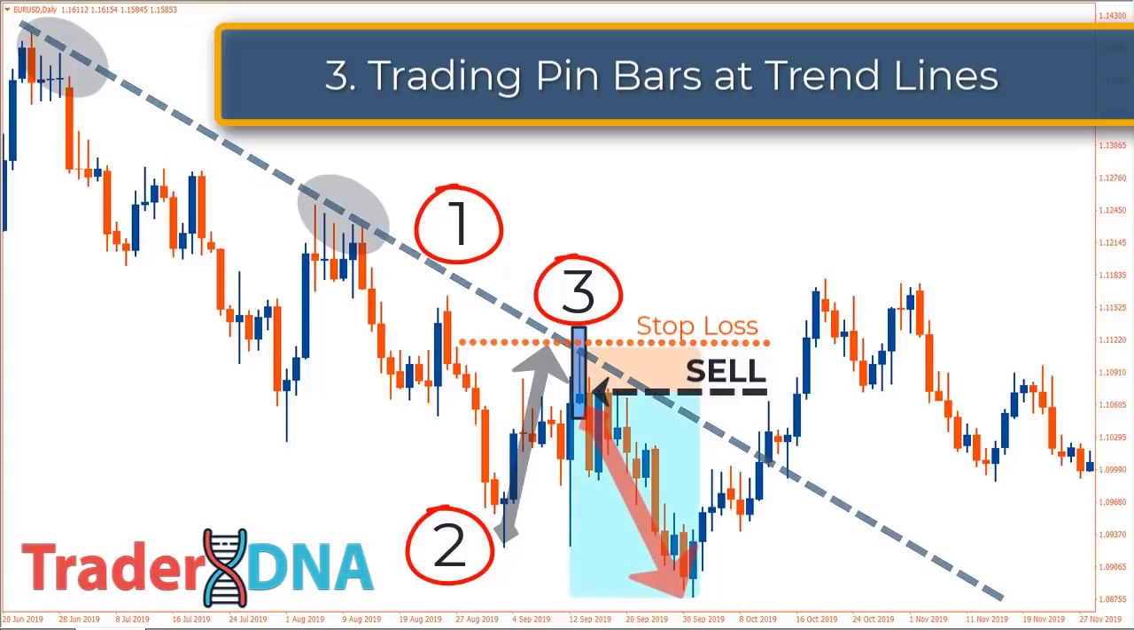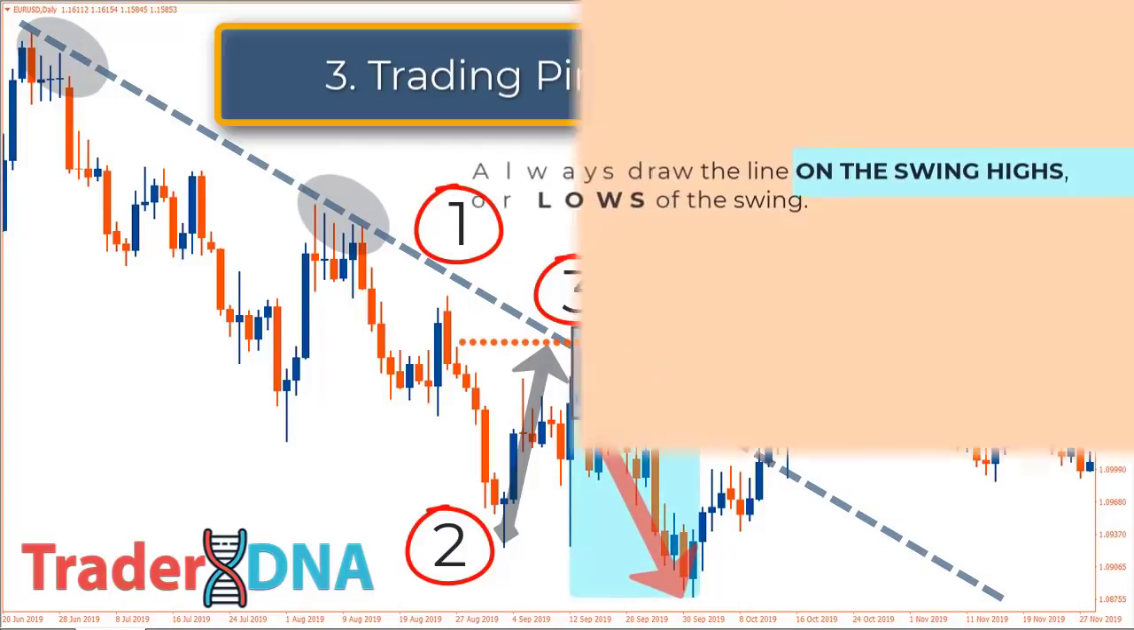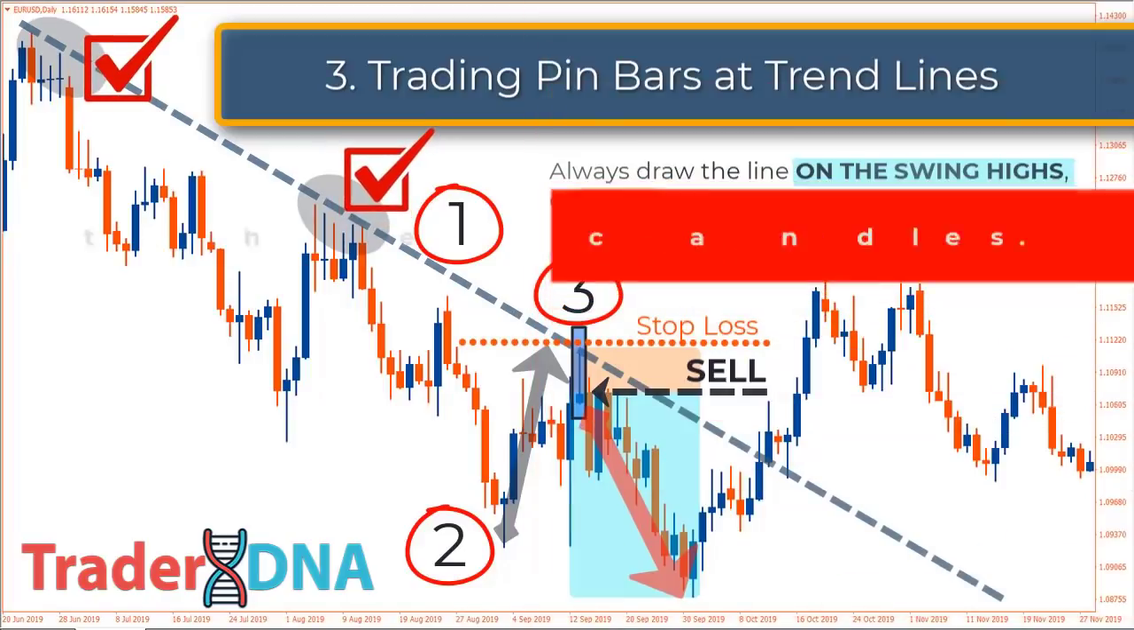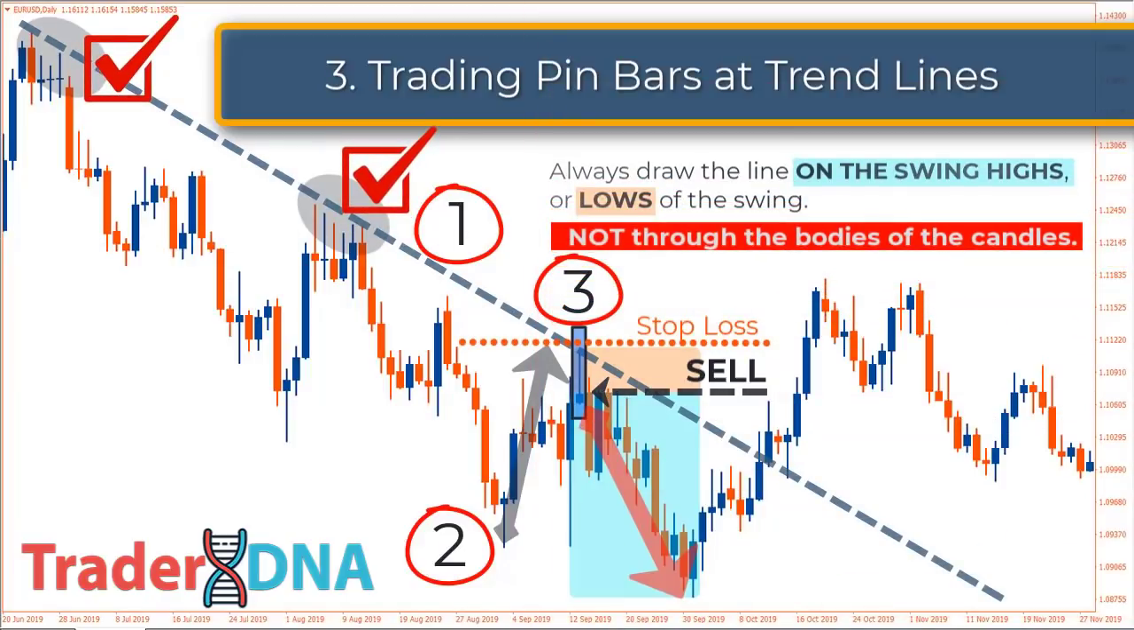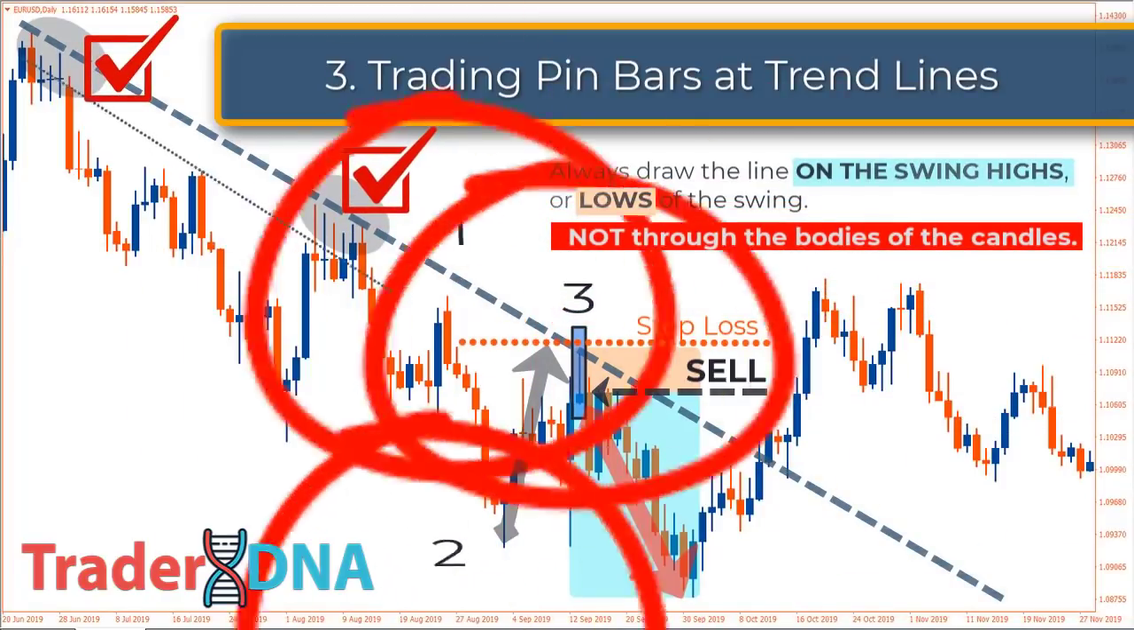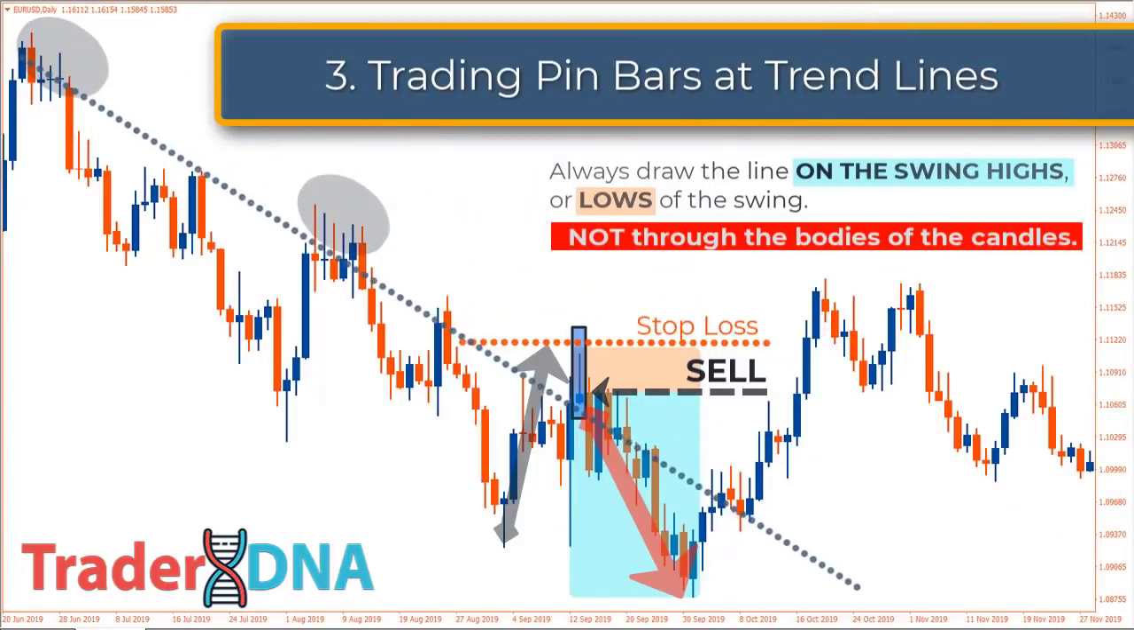The key thing to remember, which almost everyone gets wrong, is always draw the line on the swing highs or lows of the swing, not through the bodies of the candles. When you draw the line on the candle bodies, the points won't add up. Price will often reverse after breaking the line.